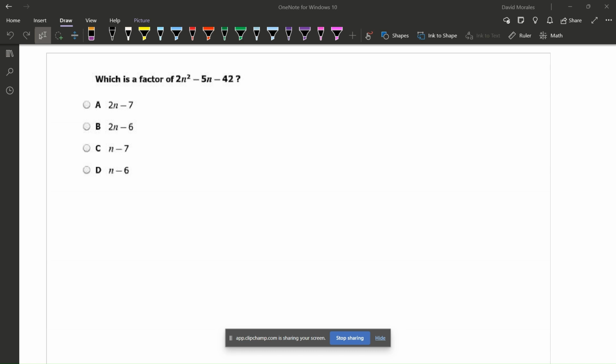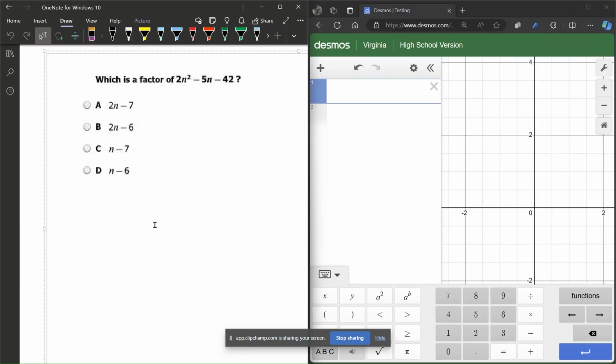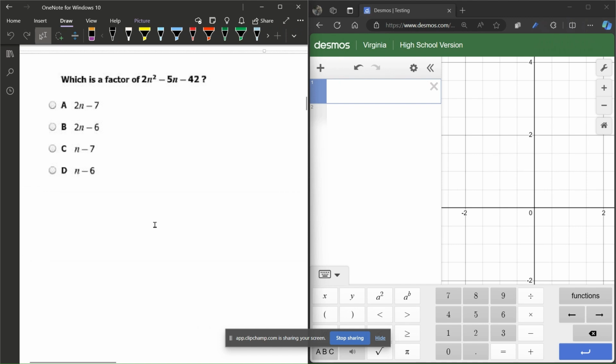Okay, so this problem right here, you have to understand what you're looking at with graphing. So what is a factor? Well, basically, it is what binomial would be a product to making this thing happen.